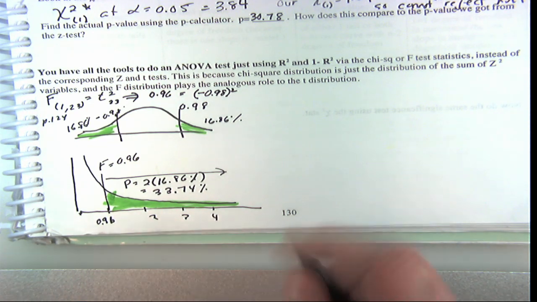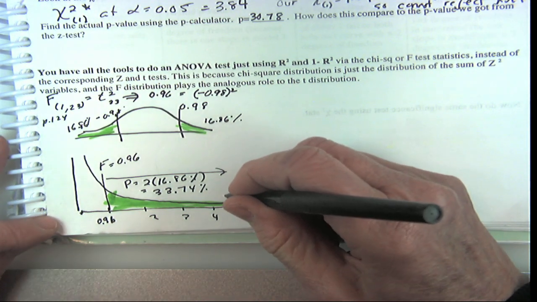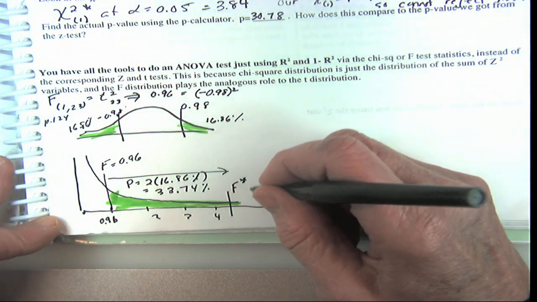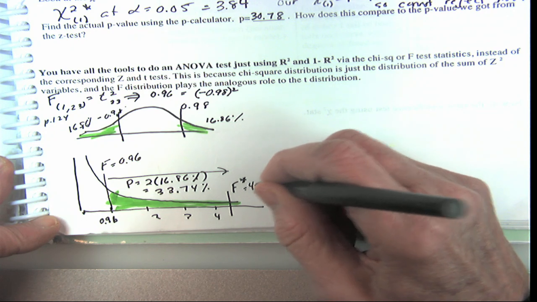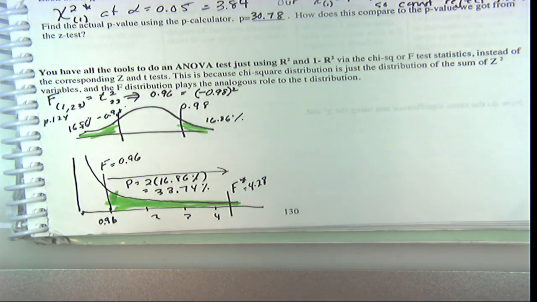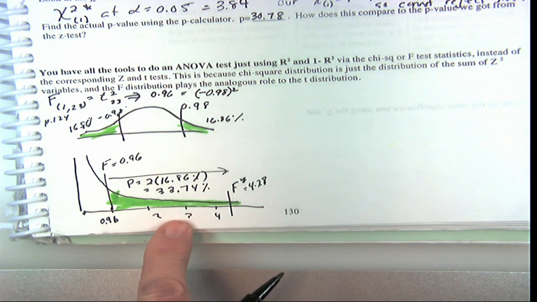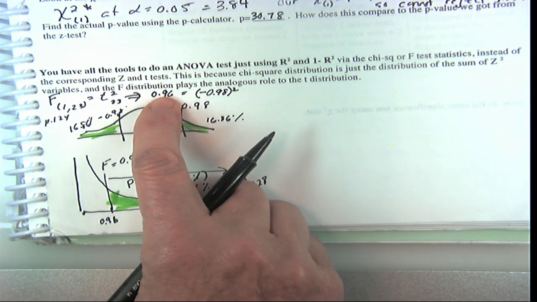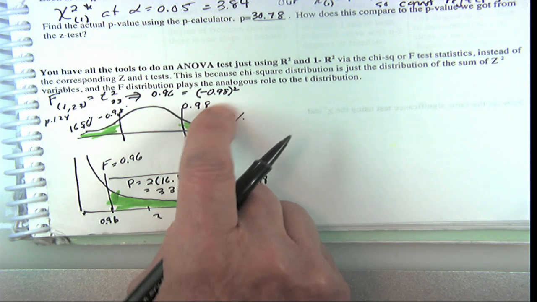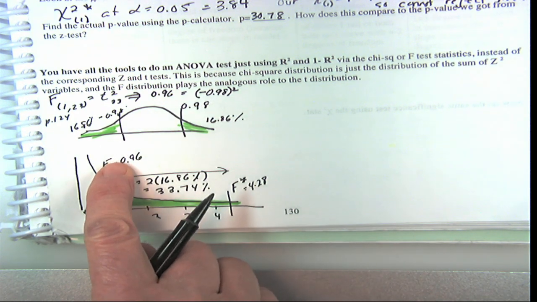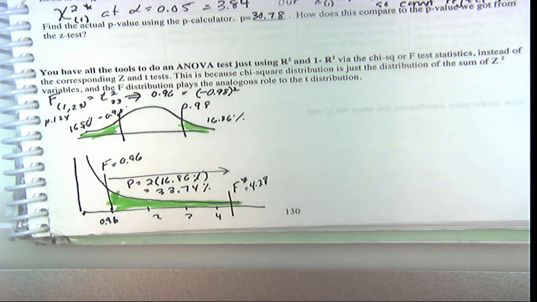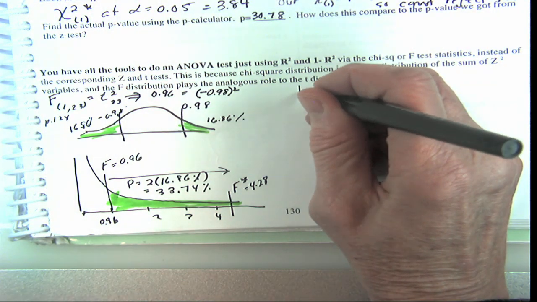And then we had the F star, just to make it more clear, we had this F star back here, and that was equal to 4.28. So that's how it matches up. We squared the 0.98 and we get the 0.96. And then we put these two tails together and we get that area. Questions on that?